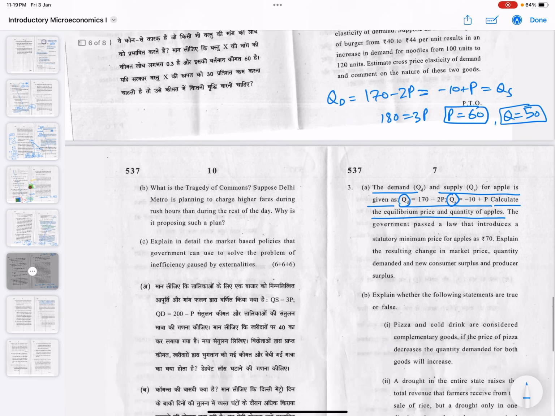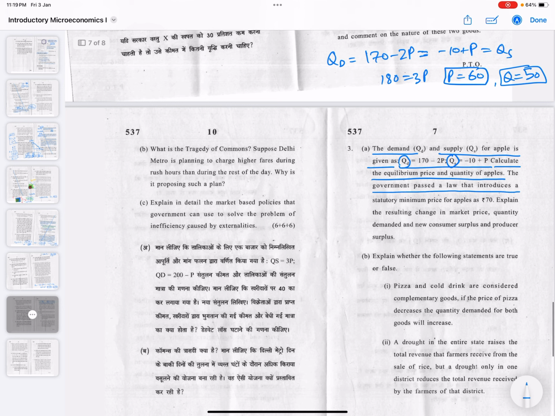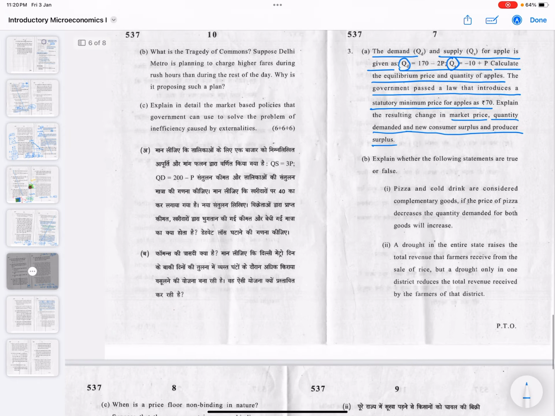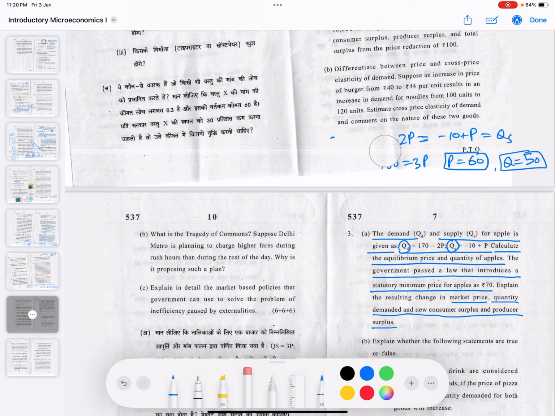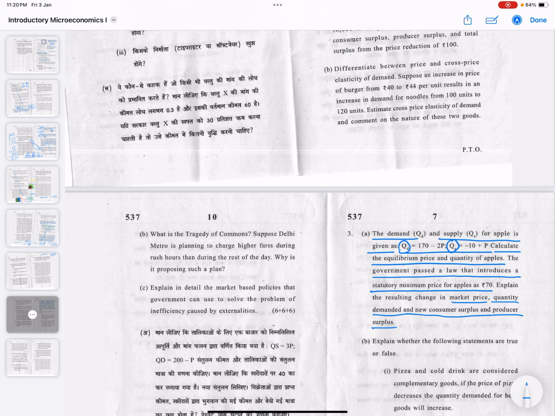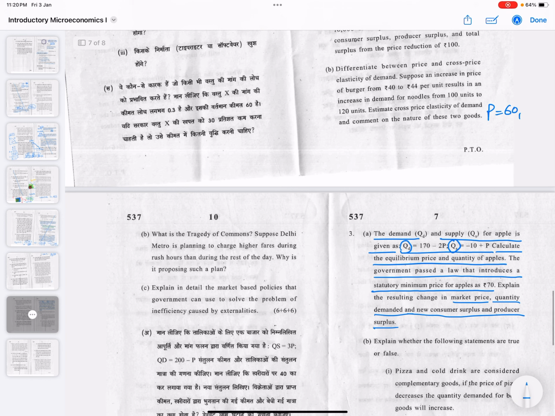Okay. Now the government passed a law that introduces a statutory minimum price for apples at 70. So it is a price floor because it is above the equilibrium price level. Explain the resulting change in market price, quantity demanded, and new consumer surplus and producer surplus. So I hope you must be aware of what consumer surplus and producer surplus are. I'll just draw it here. Quantity was 3p, p was 60, quantity was 50.